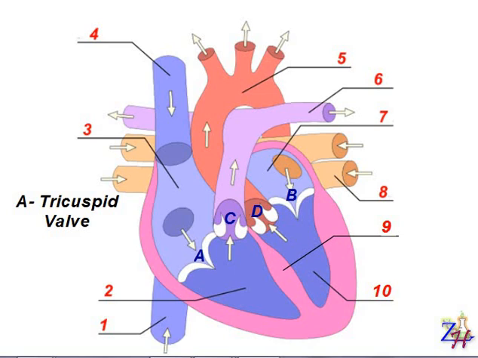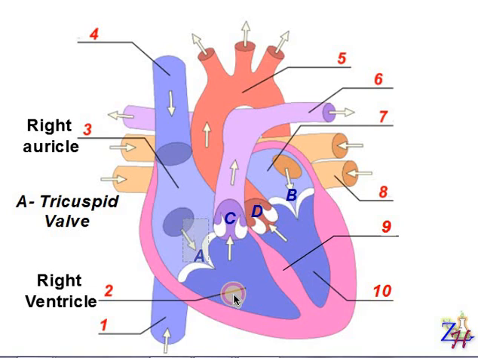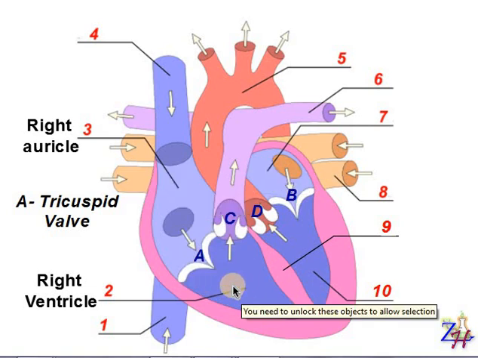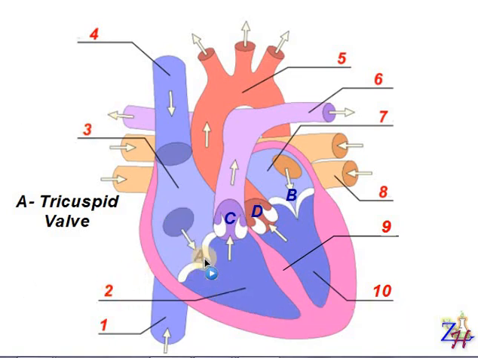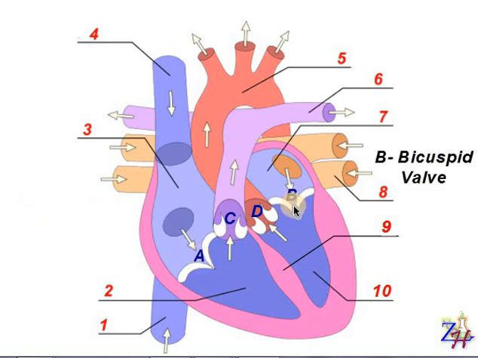Where is it located? If we remember the names of these structures, it is located between the right auricle and the right ventricle. So the tricuspid valve is located between the right auricle and the right ventricle. Now let's see the bicuspid valve. It is here. Where is it located? Let's also recall the names of these structures. It is located between the left auricle and the left ventricle. So the bicuspid valve is located between the left auricle and the left ventricle.